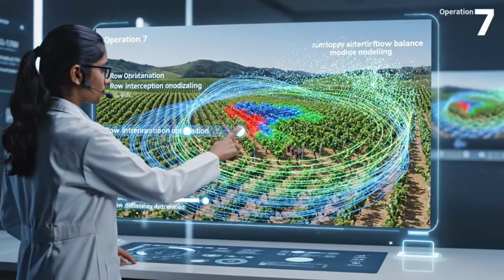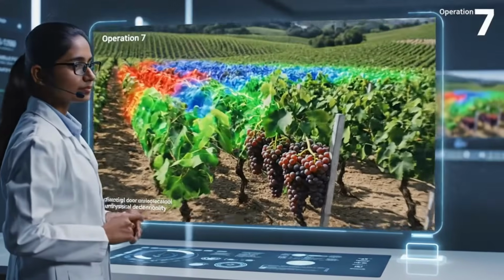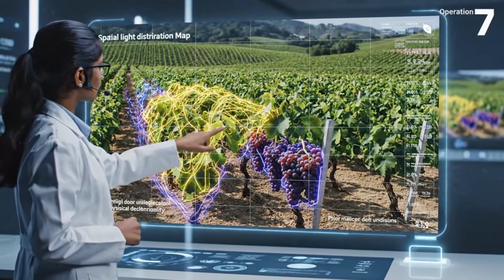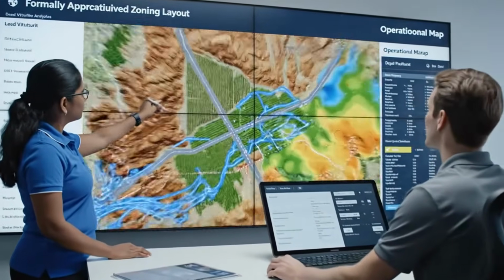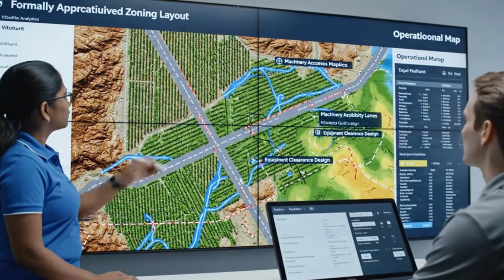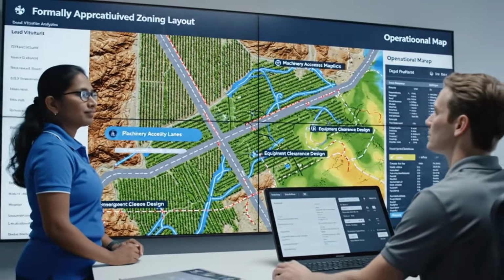Operation 7. Sunlight exposure modeling is refined using row-oriented optimization simulations to predict, integrating soil profile analysis, climate zone mapping, and drainage data to finalize the suitability zones.